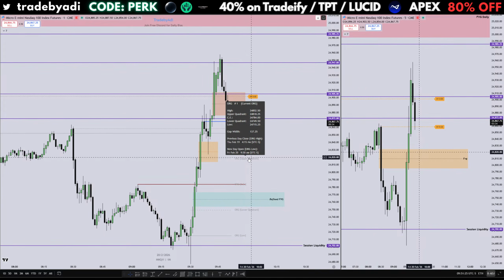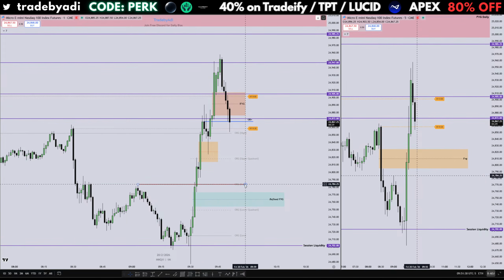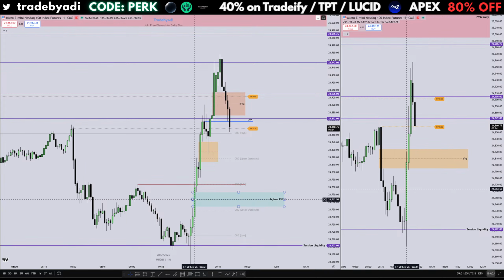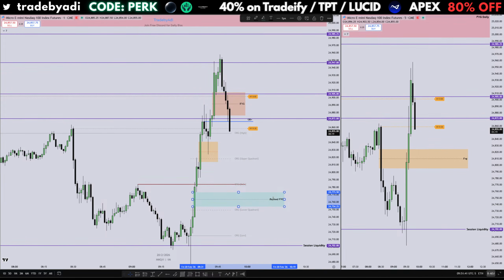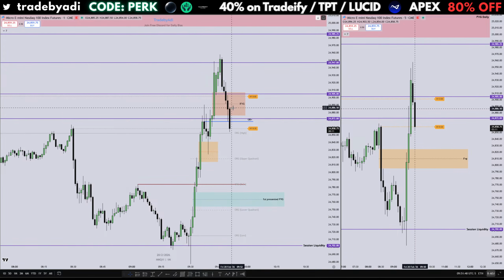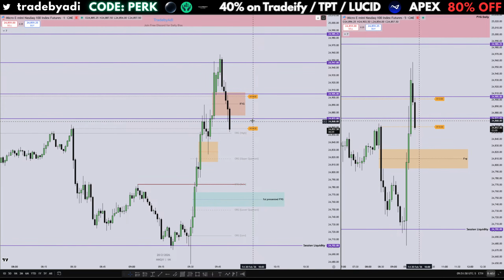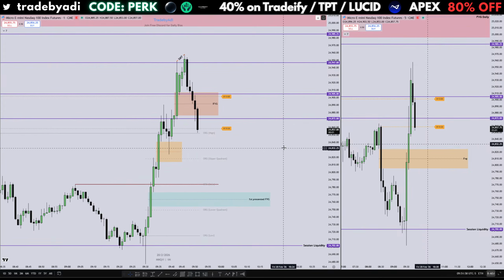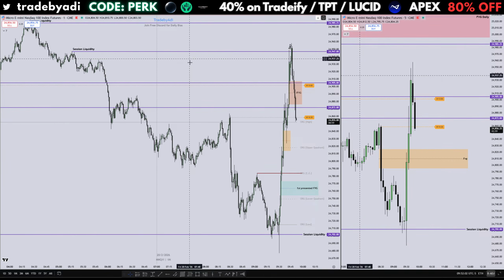If we close the body on this side 75%, then we are going to trade this low, this CE, and then we are going to trade back to this first presented fair value gap. But let me change it. First presented, because we do have an SMT with ES after taking multiple buy side liquidity.